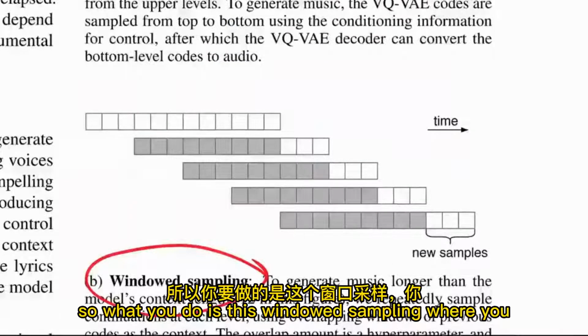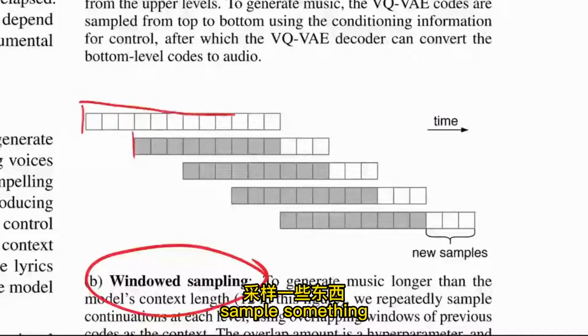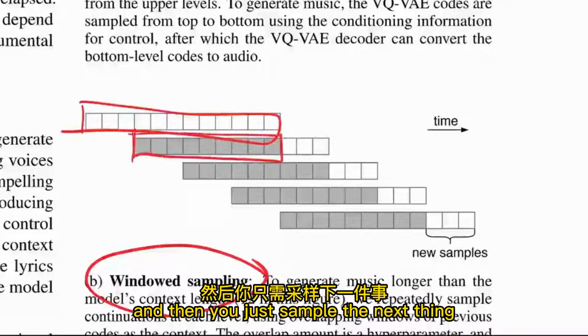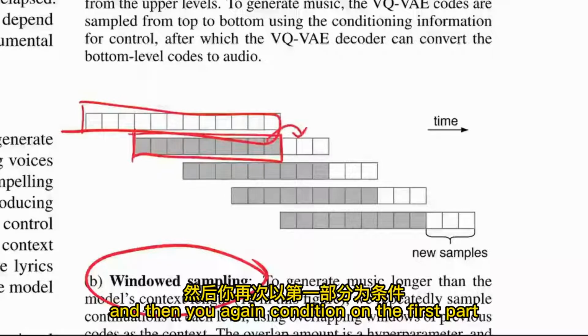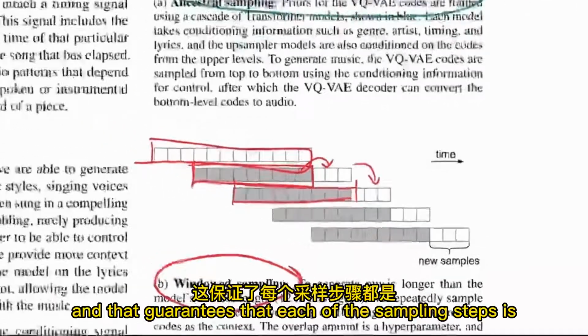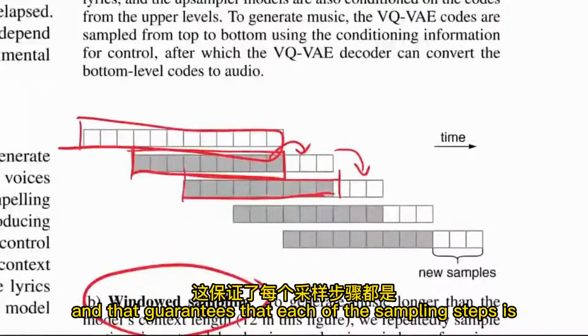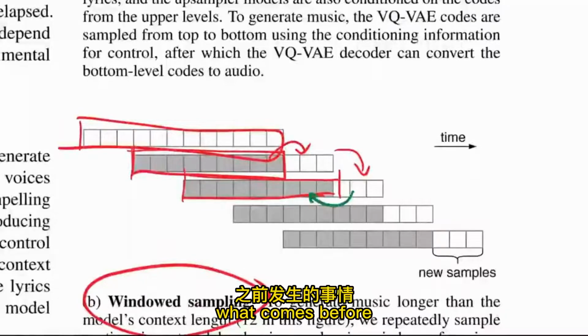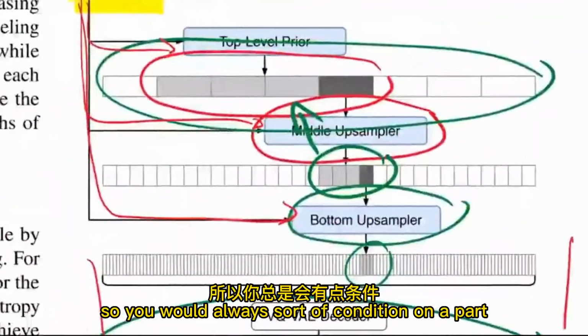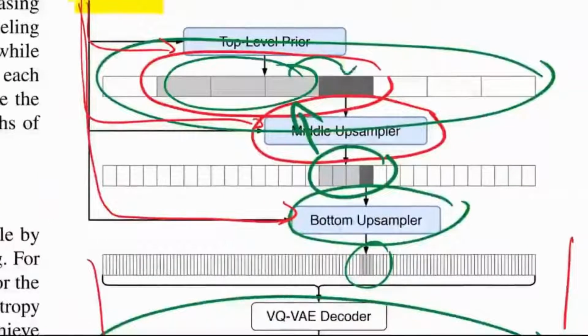So what you do is this windowed sampling, where you sample something and then you condition basically on the first part, and then you just sample the next thing, and then you again condition on the first part, and then you just sample the next thing, the next few ones. And that guarantees that each of the sampling steps is basically conditioned on what comes before, as you see up here. So you would always sort of condition on a part, produce the next part.